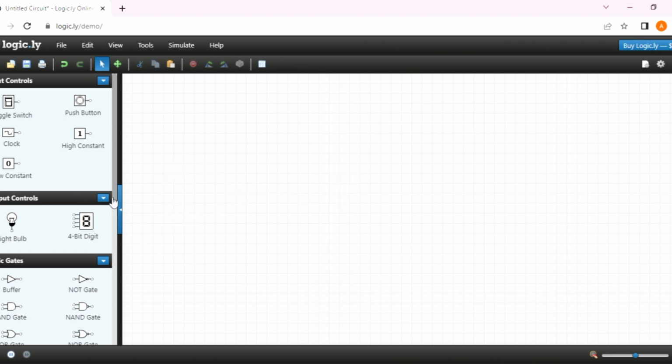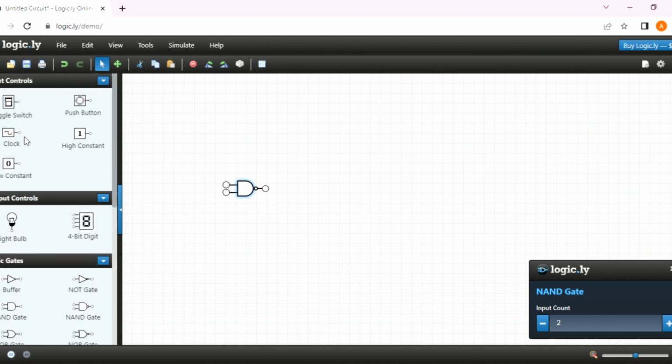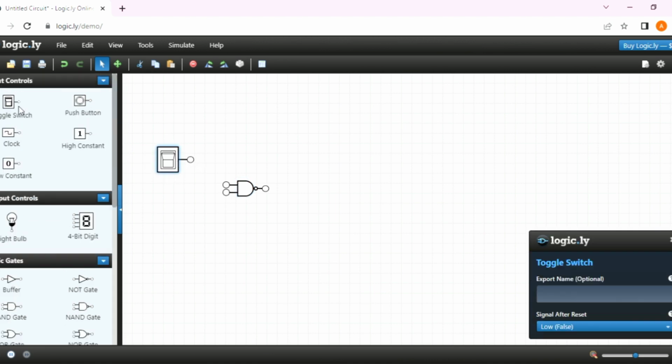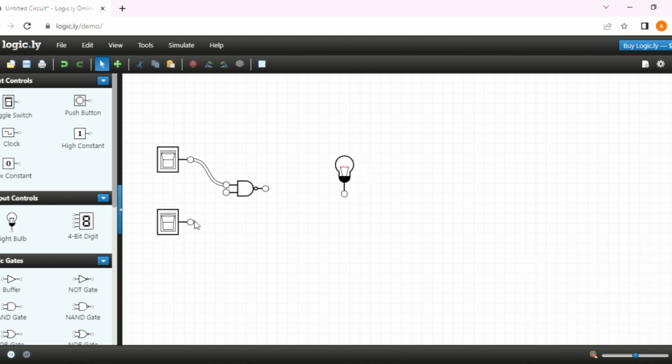Next, we are going to see the NAND gate. Having two inputs and one output. So the expression of the NAND gate is A dot B whole complement. The output of the NAND gate is the complement of the output of the AND gate.